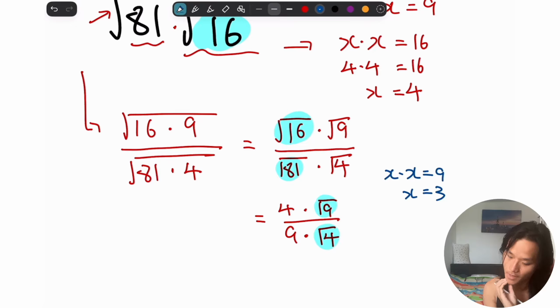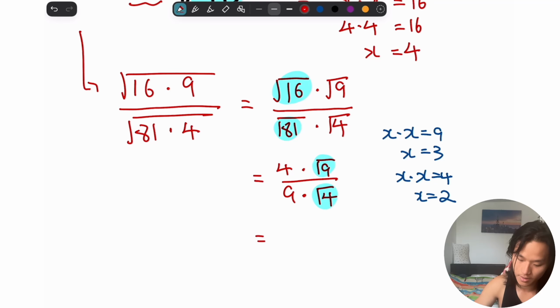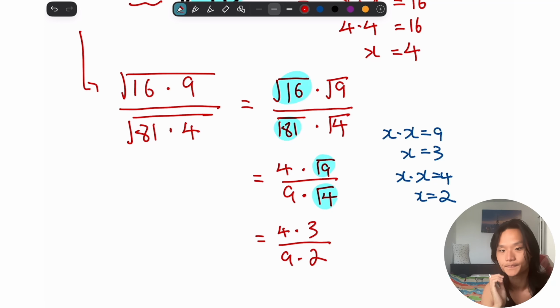And what about 4? So x times x equals 4. Well, we know 2 times 2 is 4, so x is 2. So we can further simplify this expression into 4 times 3 divided by 9 times 2.